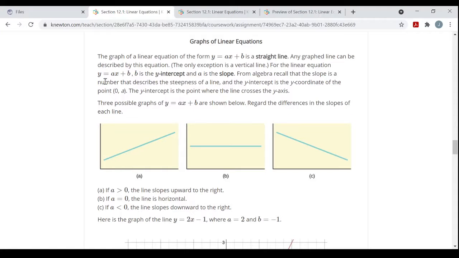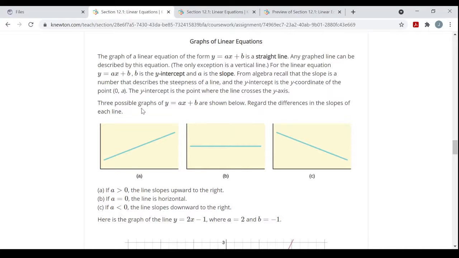For the linear equation y equals ax plus b, as I've mentioned above, b is called the y-intercept. That's the number without a variable attached to it, the constant term. And a is called the slope. And a is the coefficient, the number attached to the variable x. So again, hopefully from algebra you recall that the slope is a number that describes the steepness of a line. And the y-intercept is the y-coordinate of the point (0, b) on the xy plane, the point that's on the vertical axis, the y-axis.